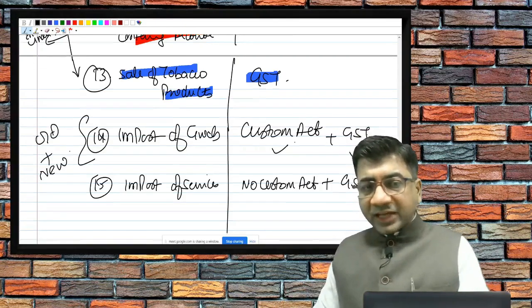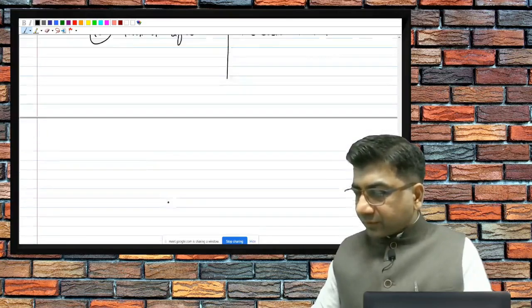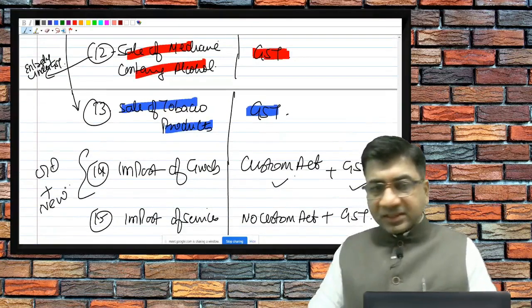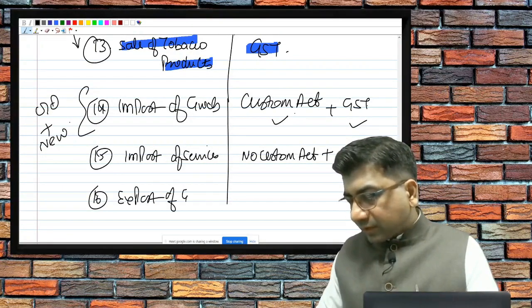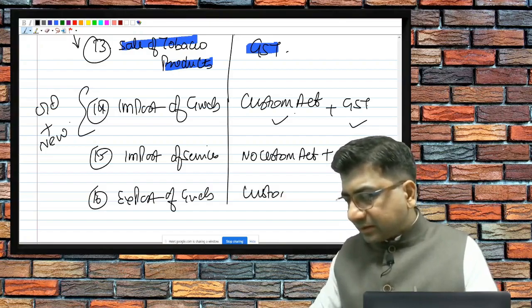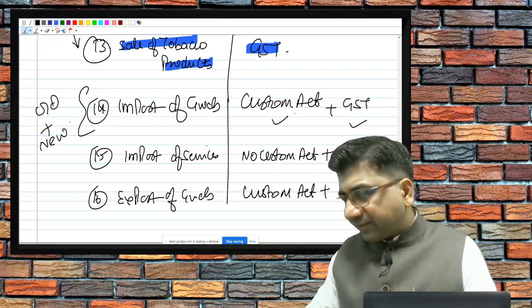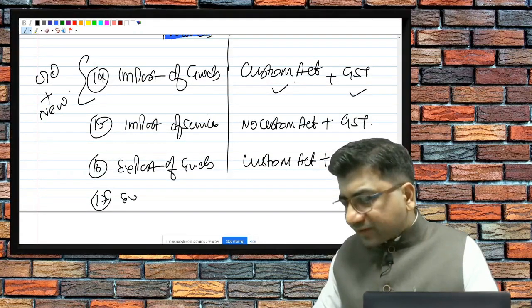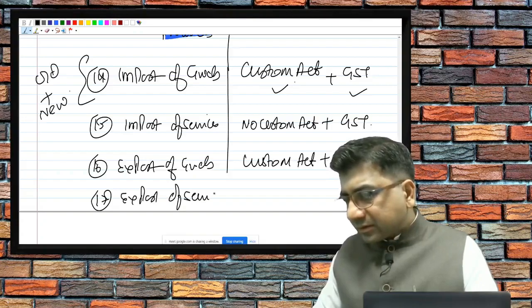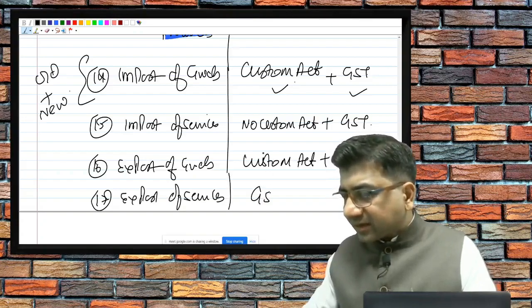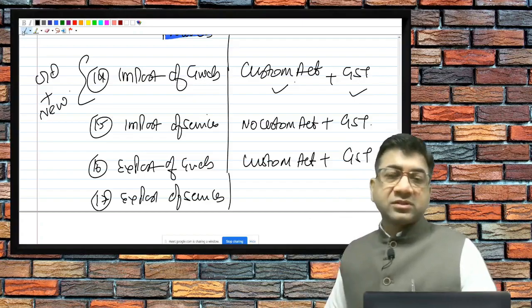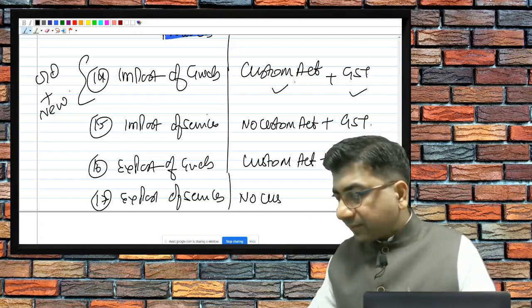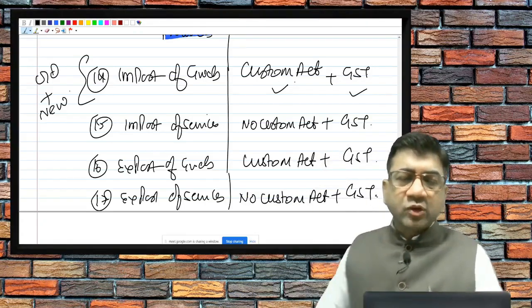Now, export. Export of goods. It is again under the Customs Act, also under the GST Act. Regarding export of services, Custom Act is not there, GST is there, no Customs Act. So now you will be able to know that customs is only on goods. So no Customs Act, GST is there. Whether it will be exempt or not, that's not the point.